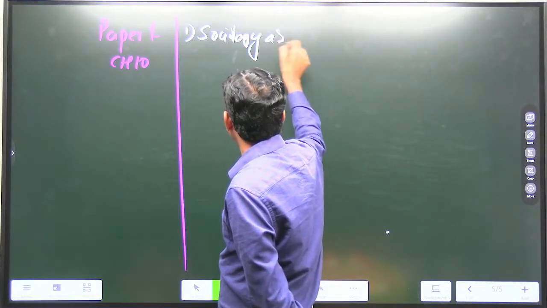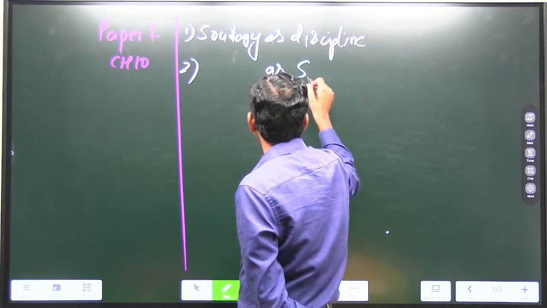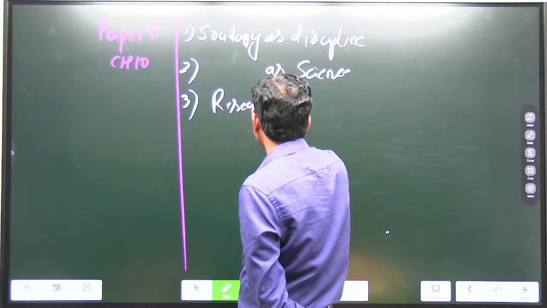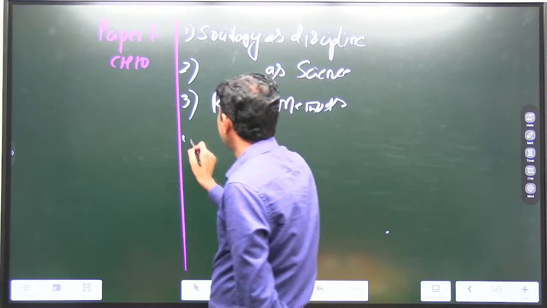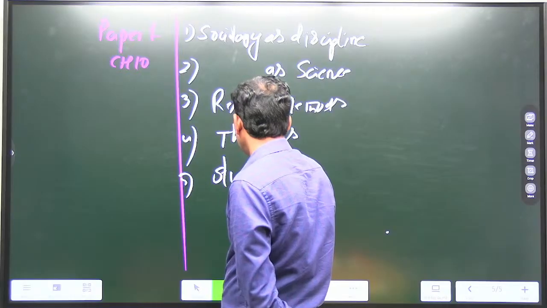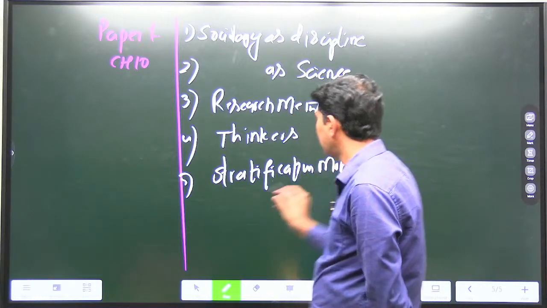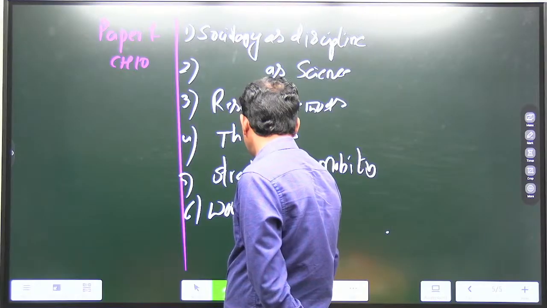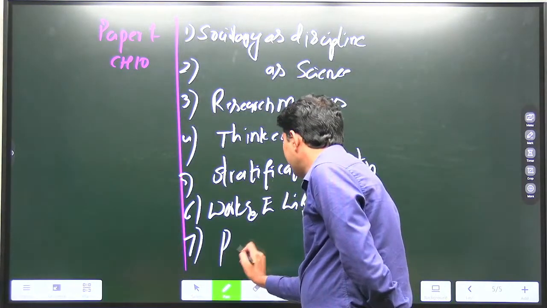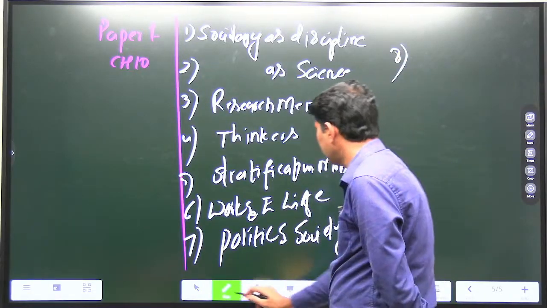Sociology as discipline. What is the second chapter? Sociology as science. What is the third chapter? Research methods and analysis. What is the fourth chapter? Sociological thinkers. Fifth chapter, stratification and mobility. Sixth, work and economic life. Yes, work and economic life. Seventh, politics and society. What is eighth? Religion and society.